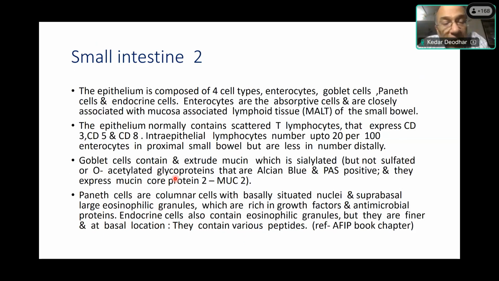I think the Paneth cells are one of the most curious cells in small intestine. We don't really know exactly their function, but they have basally situated nuclei. We can identify them with suprabasal large eosinophilic granules, and they are rich in growth factors and antimicrobial proteins. So in any chronic injury, we will see Paneth cells.